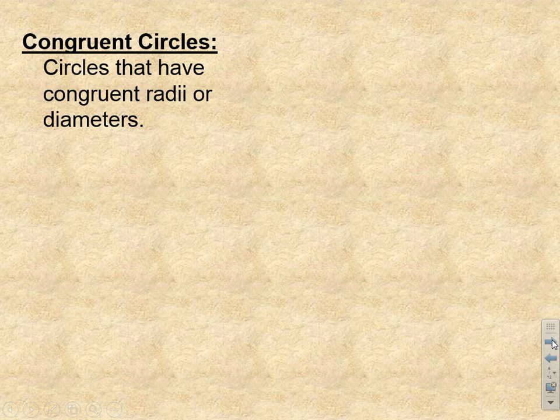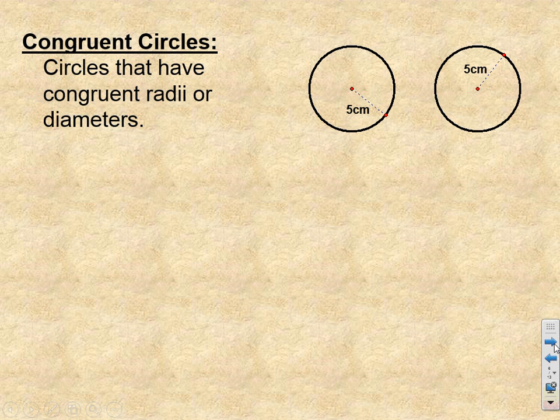Okay, congruent circles. To be congruent, we have to be the same size, right? We have to be the same thing. So congruent circles just have to have the same radii or the same diameters in order to be congruent.